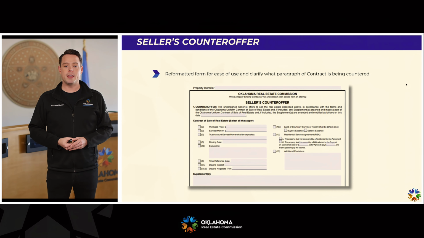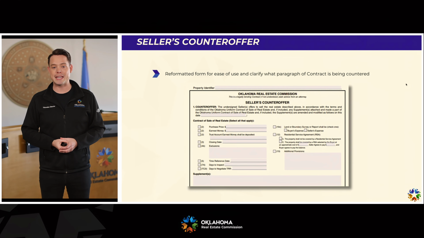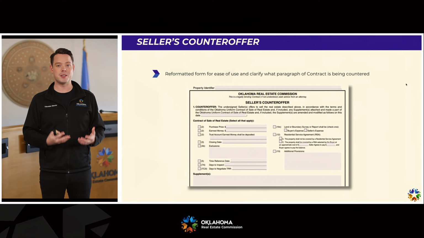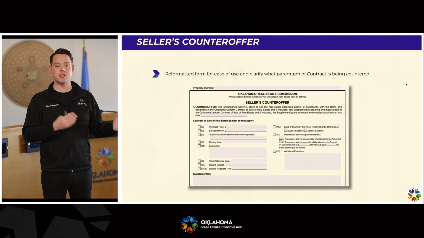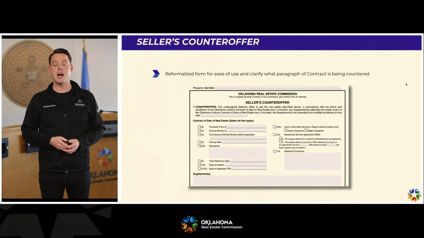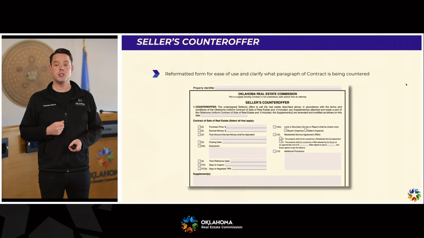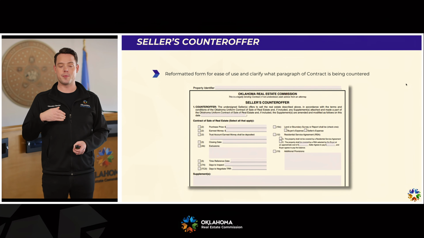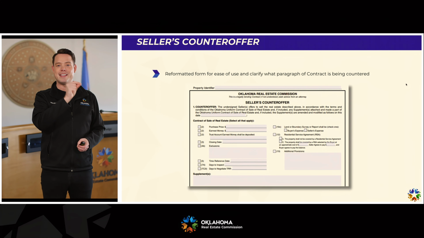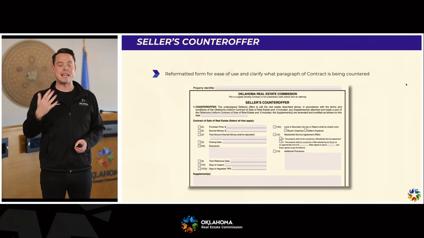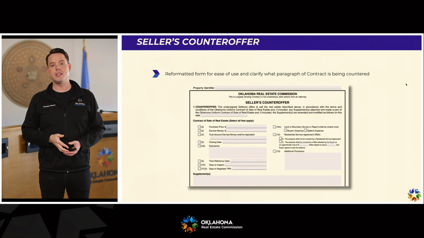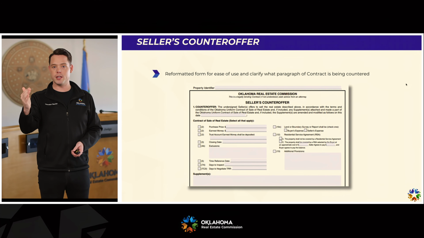The next form that we made some pretty substantial changes to is the seller's counteroffer. We reformatted this form to make it a lot more simple and easy to use. Previously, the form made it to where you had to reference every paragraph of the contract that you are changing. So if you were changing paragraph 2, you would have to list paragraph 2 in that first box. Now all you have to do is put a check mark by what portion of the contract you are changing and then what you're changing.